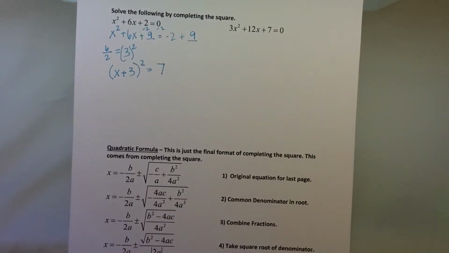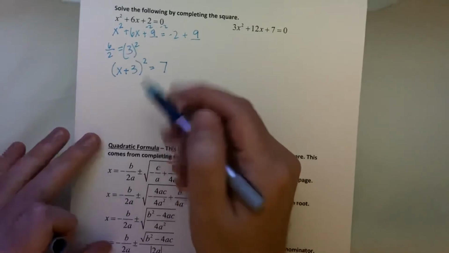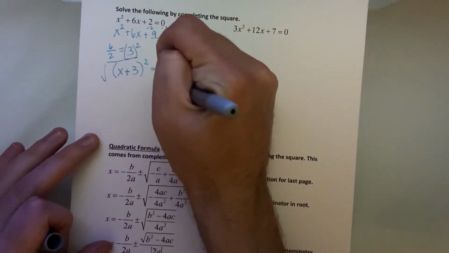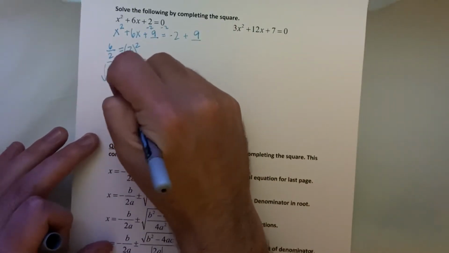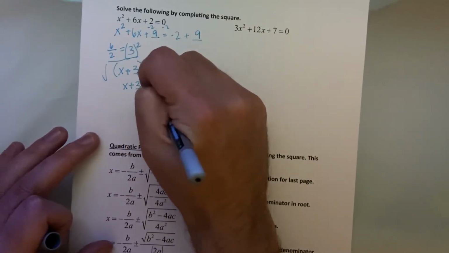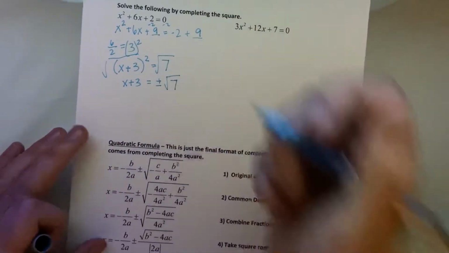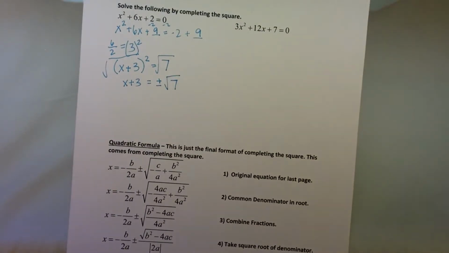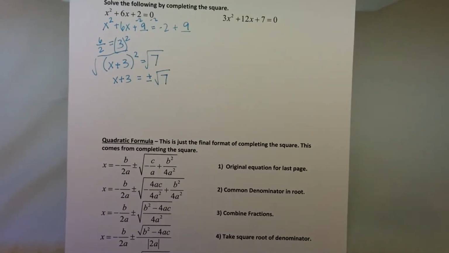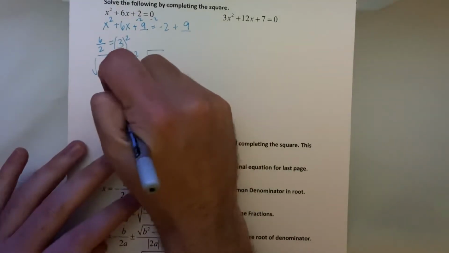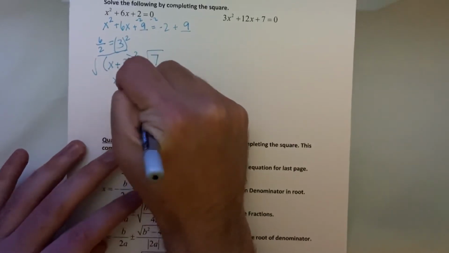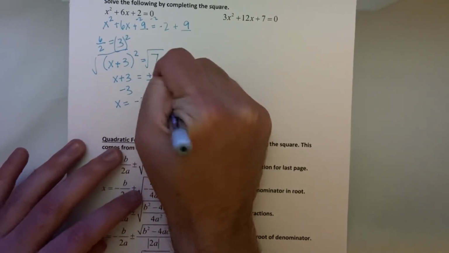Now when you have something squared and you're trying to get x by itself, you need to take the square root of both sides. So we get x plus 3 equals plus or minus square root of 7. The reason we use plus or minus is we introduced the idea of the square into the equation. So we need to deal with the repercussions, the fact that negatives and positives square to the same thing. Now to get x by itself, we move the 3 to the other side. So x equals negative 3 plus or minus the square root of 7.